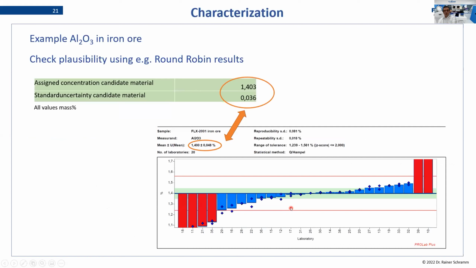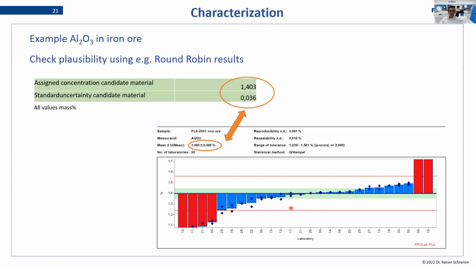Of course, when you just do one characterization in one laboratory, there's always a risk that you are off the real world, that you have an error in your method or whatever. So this is why we mostly organize a round-robin study with the same material before we start our characterization.